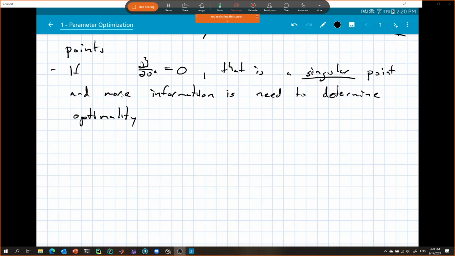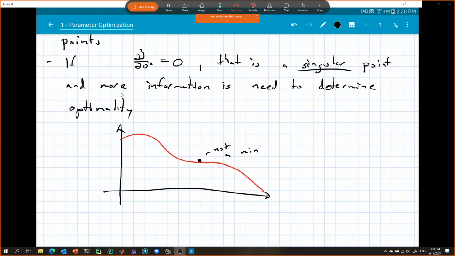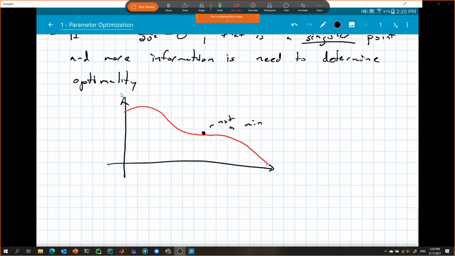A good, quick visual example is you have something like this, right? And say it's up here, and then goes to 0, and then goes here. This is like a singular point here, right? But it's not a minimum. But you could also have something, hard to draw, where the second derivative is 0, but the third and fourth derivatives are not 0. So then that could be a minimum. Okay.